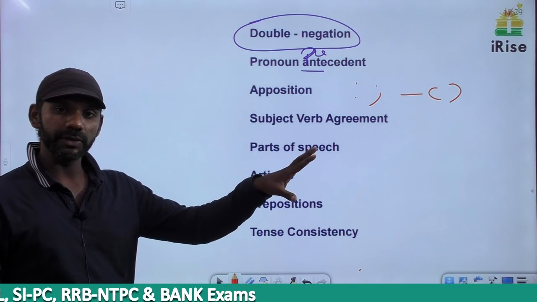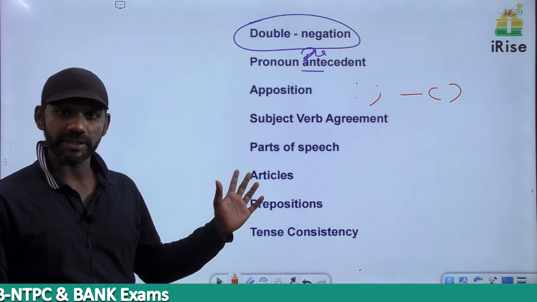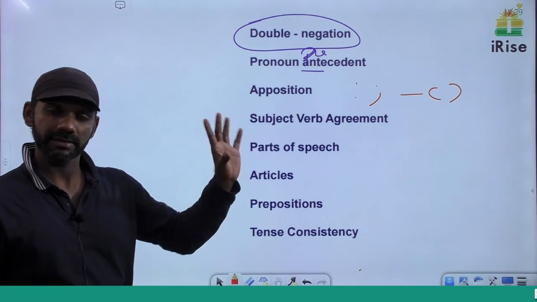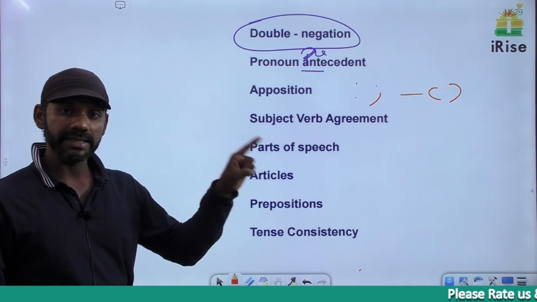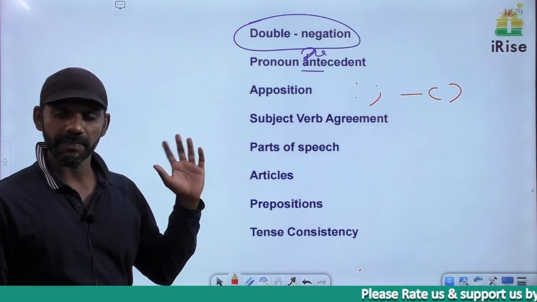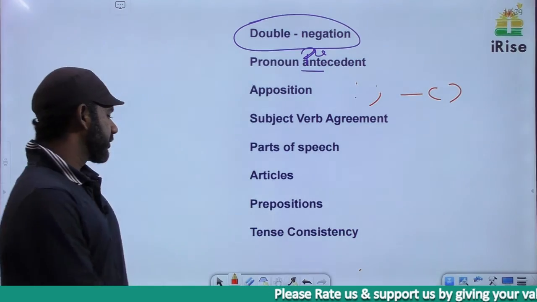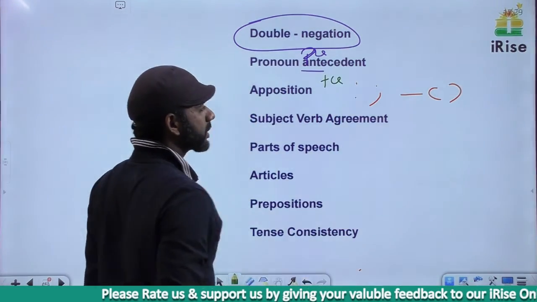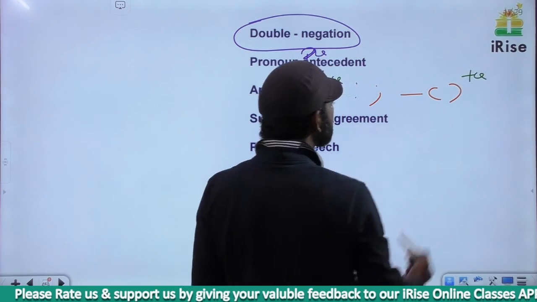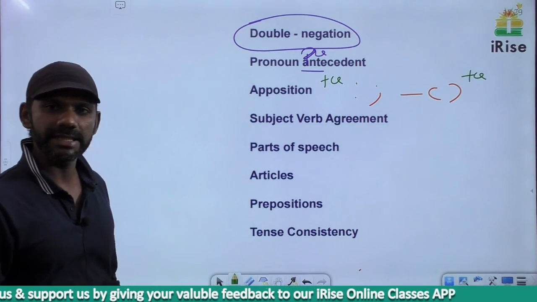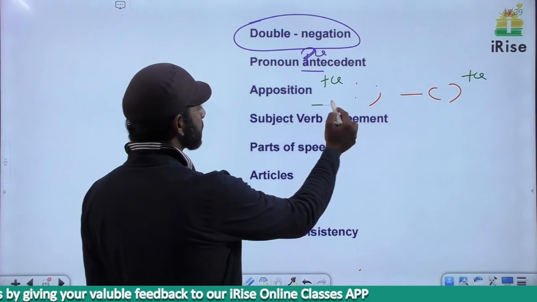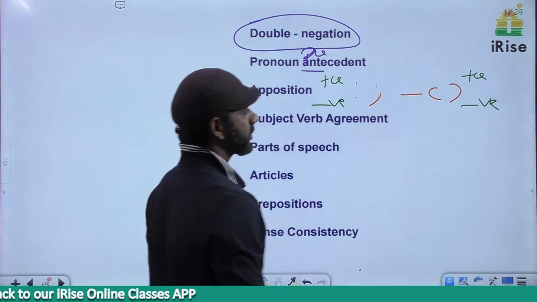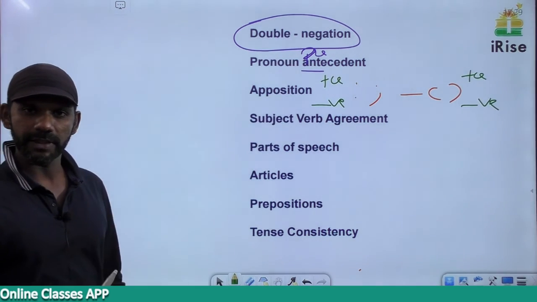What comes after an apposition explains what comes before it. So if you're not able to understand the first part, just read the second part. Similarly, if you're not able to understand the second part, just read the first part. So what I mean to say is, if what comes before the apposition is positive, what comes after must also be positive. Similarly, if what comes before is negative, what comes after must also be negative. The second part explains the first part.